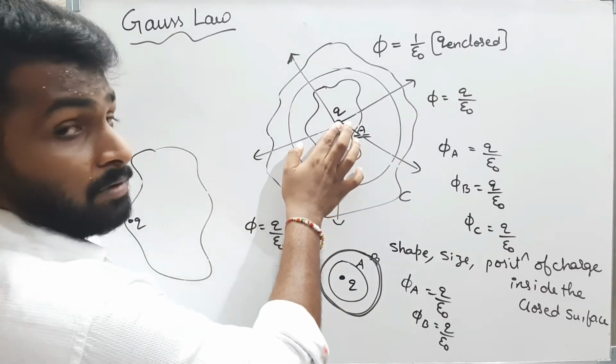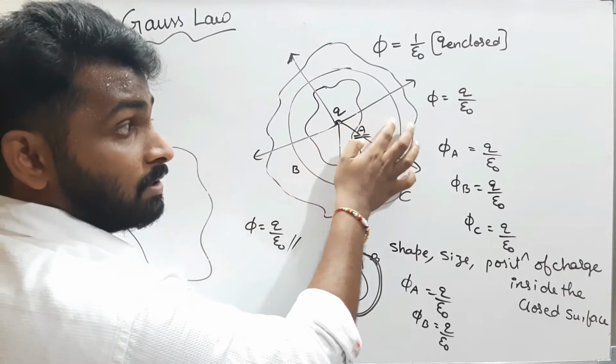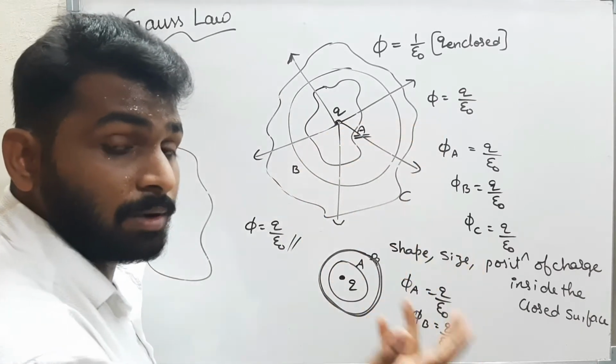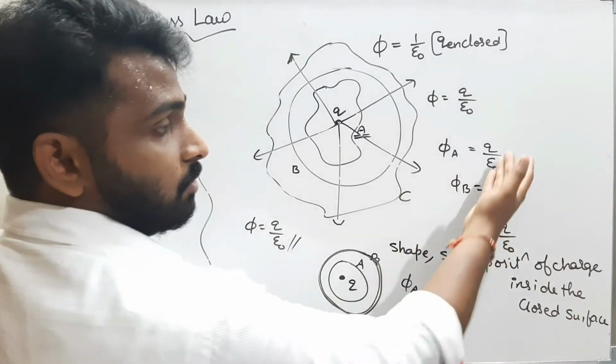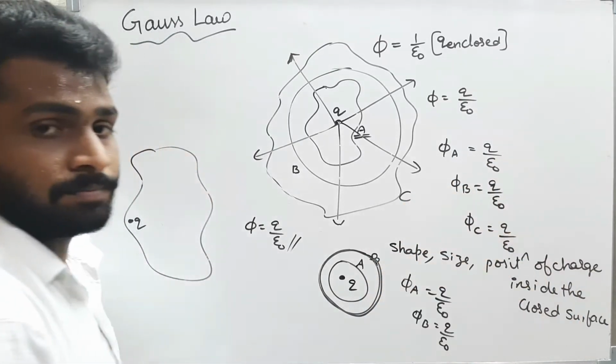Here, the number of electric field lines passing through A, B, C is the same. That means the flux is the same. Therefore, the flux of A, B, C is the same. It is nothing but Q by epsilon naught, Q by epsilon naught, Q by epsilon naught.